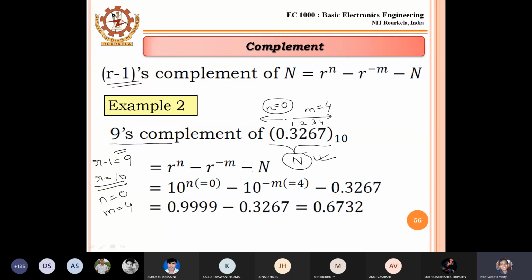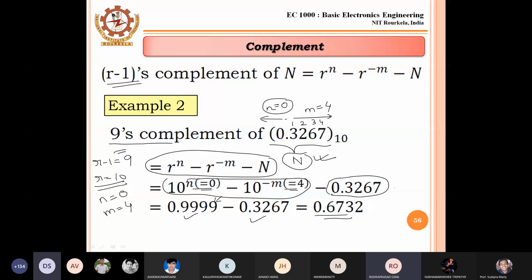Now you substitute this, use this formula. So 10 to the power small n means 0. Then r to the power minus m means 10 to the power minus 4, and then minus capital N. So you perform all those things, you substitute, and you will get this data.